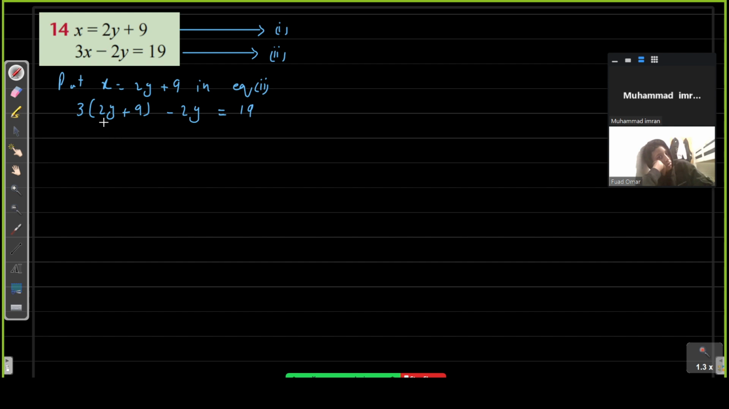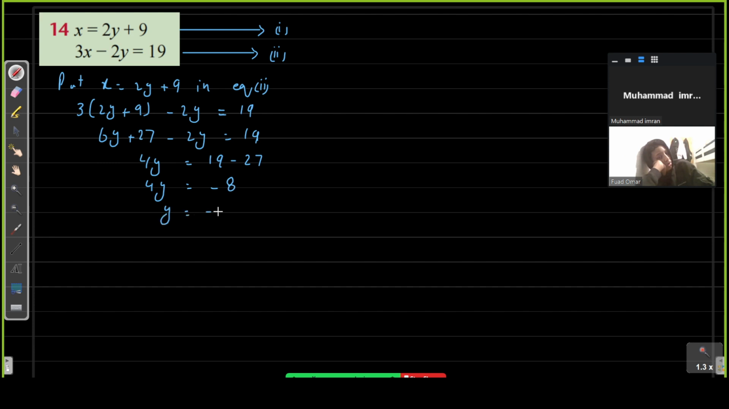So by resolving this bracket, I'm gonna multiply 3 inside the bracket. So 3 times 2y is equal to 6y plus 3 times 9 is equal to 27 minus 2y is equal to 19. So 6y minus 2y is equal to 4y, and 27 will go to the right side of equality, so it will become 19 minus 27. So 19 minus 27 is equal to minus 8.